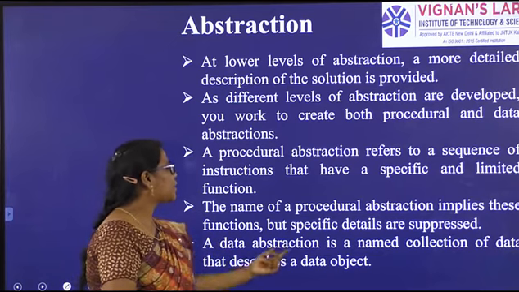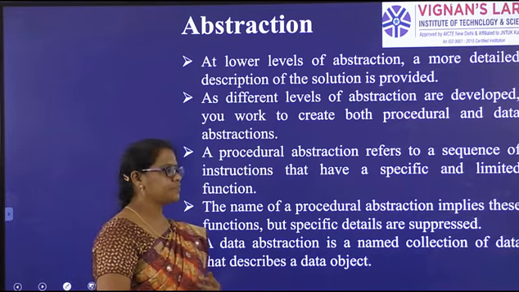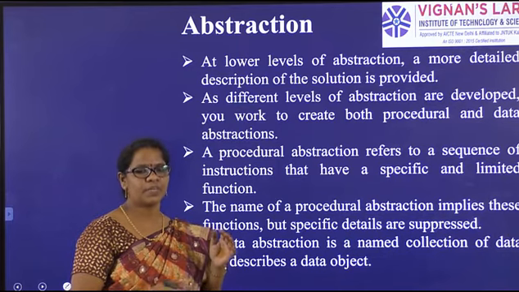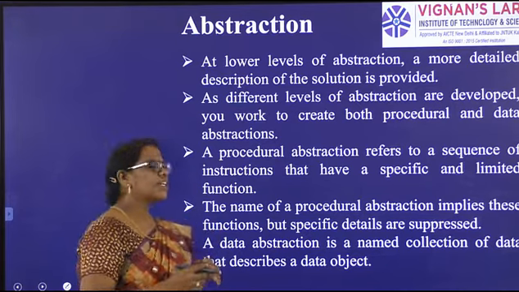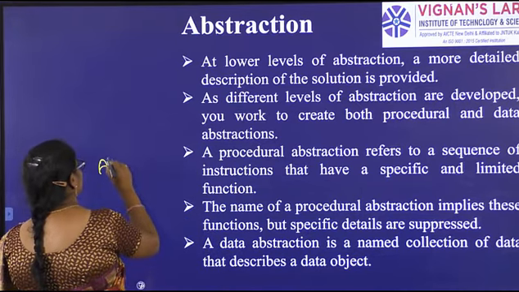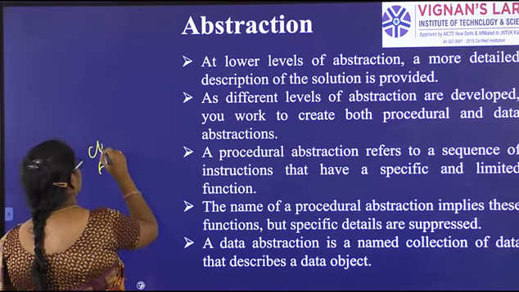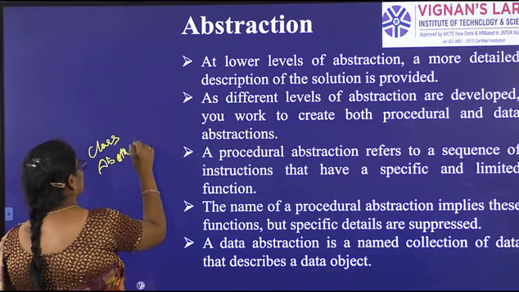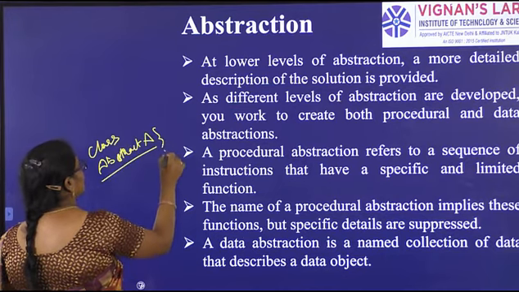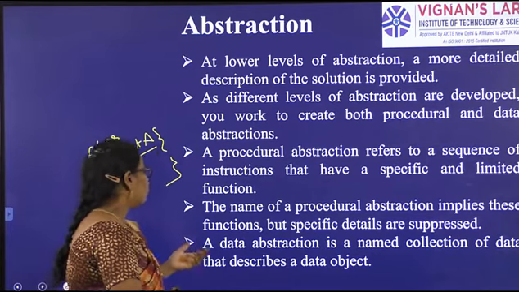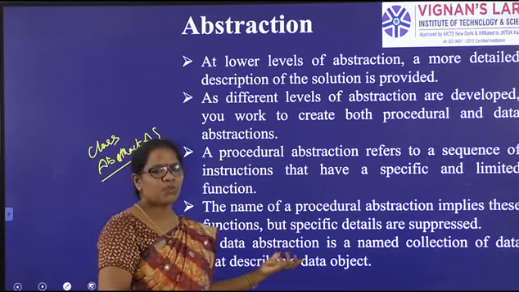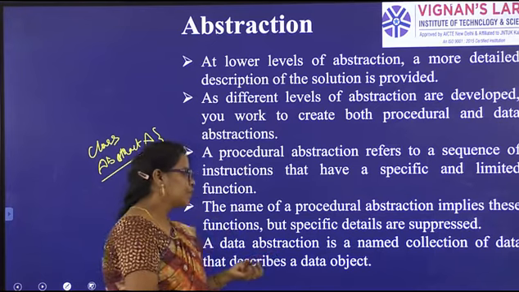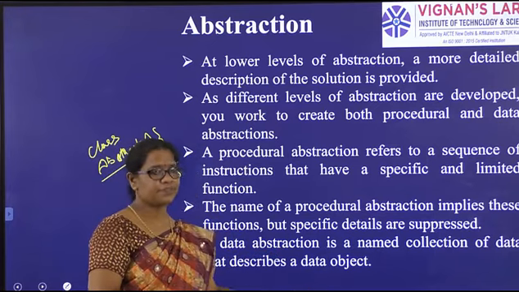A data abstraction is a named collection of data that describes a data object. So we are saying abstraction. So what is abstraction? Abstraction is nothing but just a name given to the class. Okay, abstract class with the class name A, if I say it like this. So what is this abstraction doing? It is combining some data, it is storing the data, it is hiding the data. It is a collection of data that describes the data object.